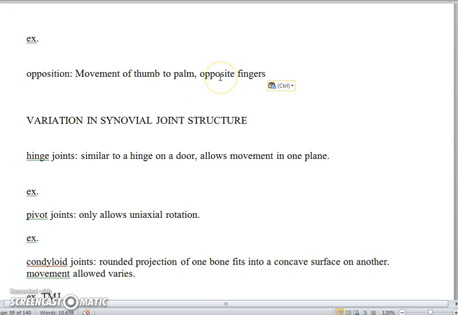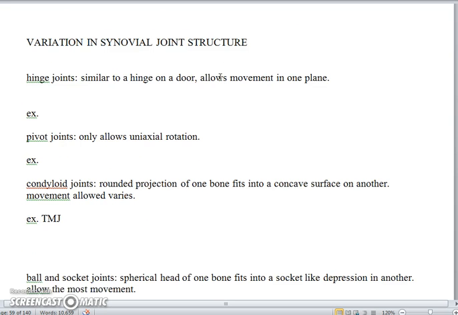I guess there's all sorts of this joint movement stuff on the next test, so hit that section pretty hard. All right, that's it for this part.